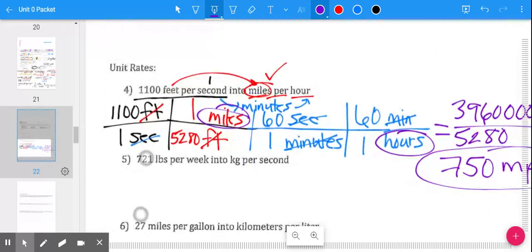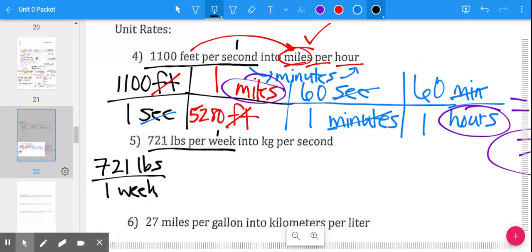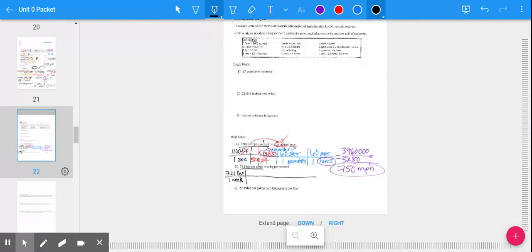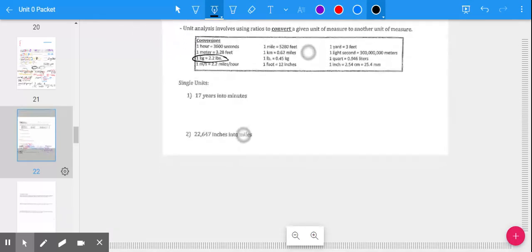So the next one. Our given information is this: 721 pounds per 1 week. And we want to get it into kilograms per second. So pounds to kilograms, we do know that. So if we go way back to the top, it tells us that 1 kilogram is 2.2 pounds.